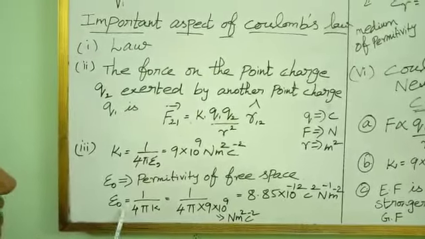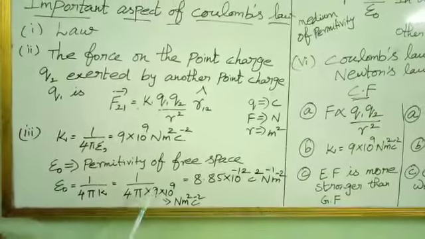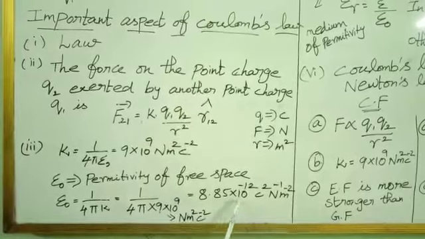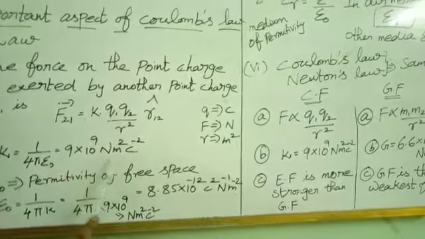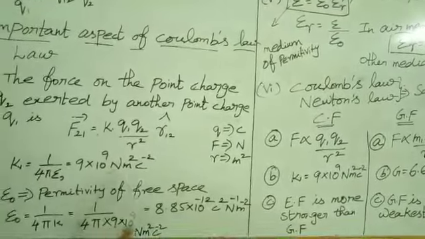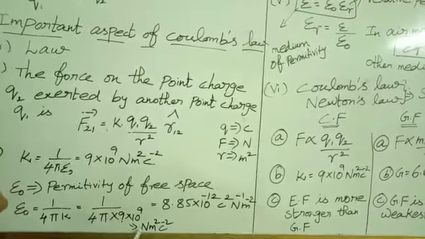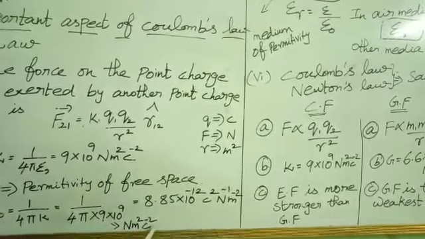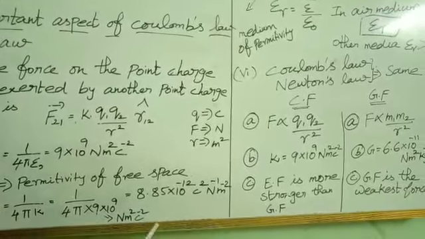Then the epsilon naught constant value. Now epsilon naught equal to 1 divided by 4 pi K. Substitute the K value here, 9 into 10 to the power of 9. So the answer is 8.85 into 10 to the power of minus 12 Coulomb squared Newton power minus 1 meter power minus 2. Do you understand? See, Newton meter squared Coulomb power minus 2 in inverse form is Coulomb squared Newton power minus 1 meter power minus 2. This is the third point.